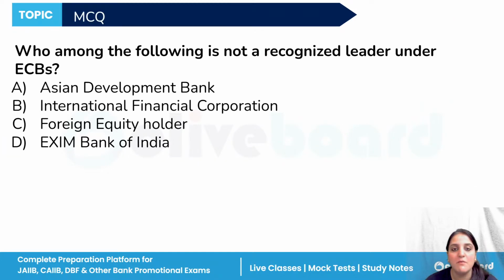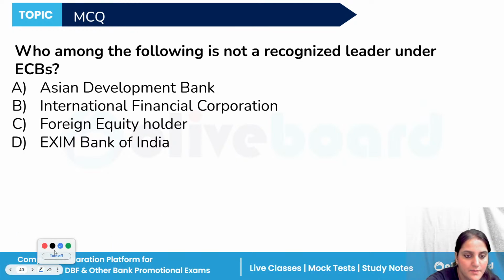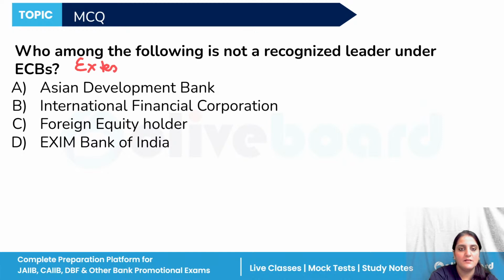Now tell me which among the following is not a recognized lender under ECBs. ECBs are external commercial borrowings.